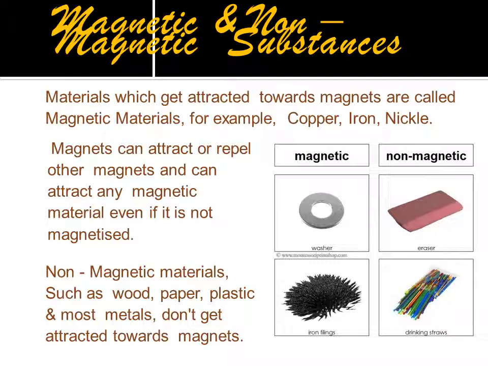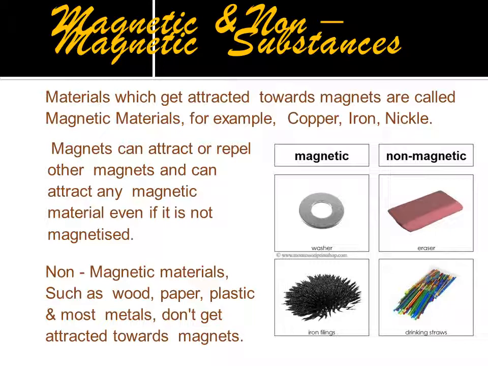So first of all we will talk about magnetic and non-magnetic substances. What do you mean by magnetic substances? Materials which get attracted towards a magnet are called magnetic materials, for example iron, nickel, and cobalt. These are magnetic substances because they get attracted towards the magnet. Magnets can either attract or repel other magnets and can attract any magnetic material even if it is not magnetized. So it is a natural property.